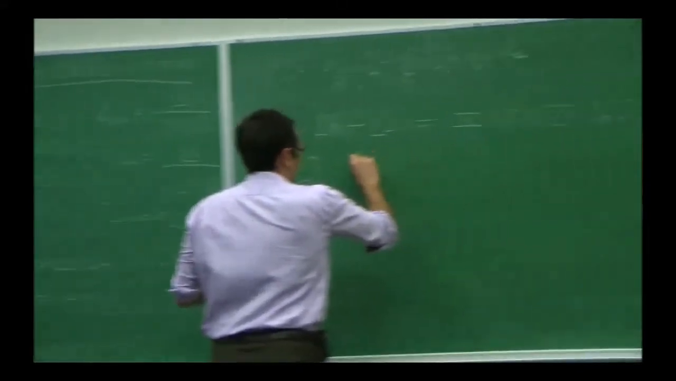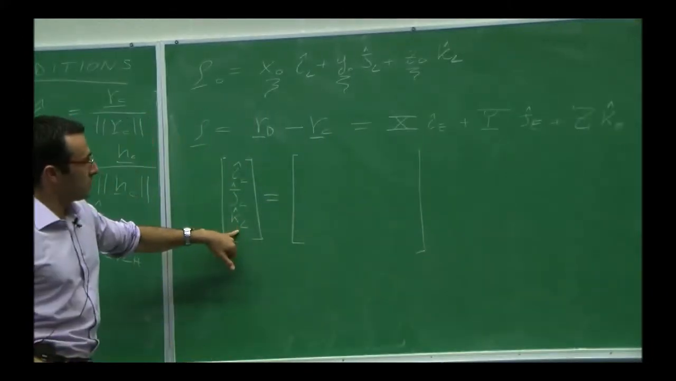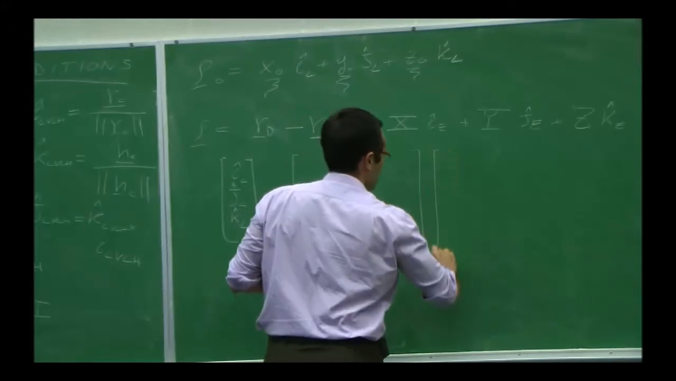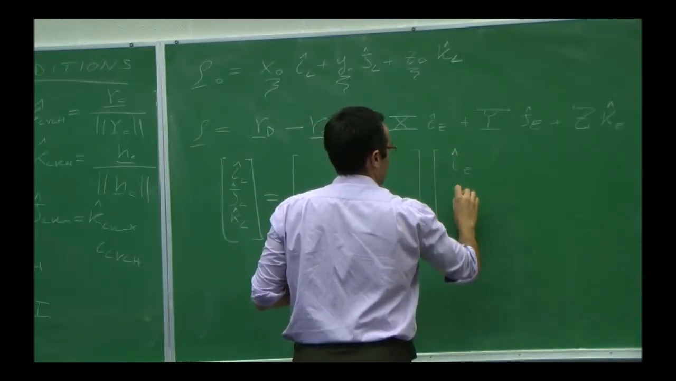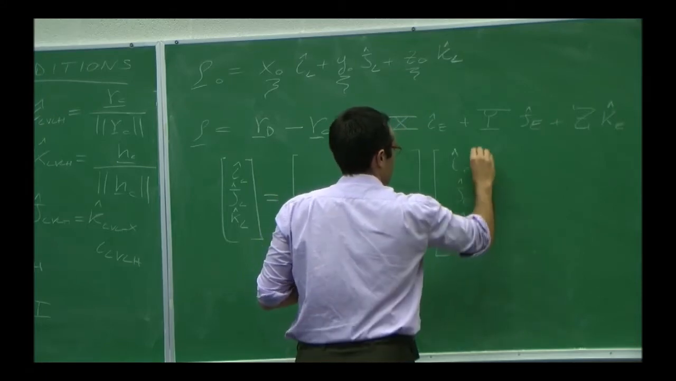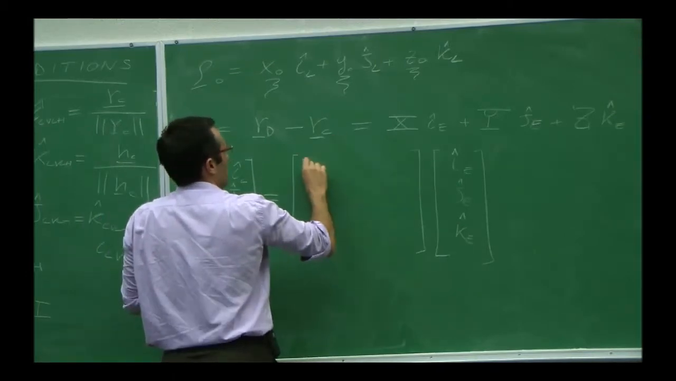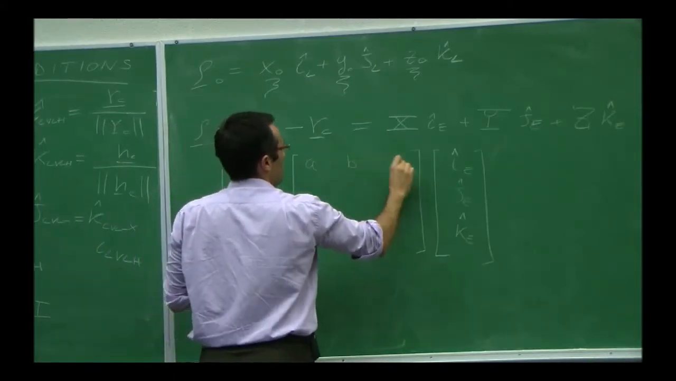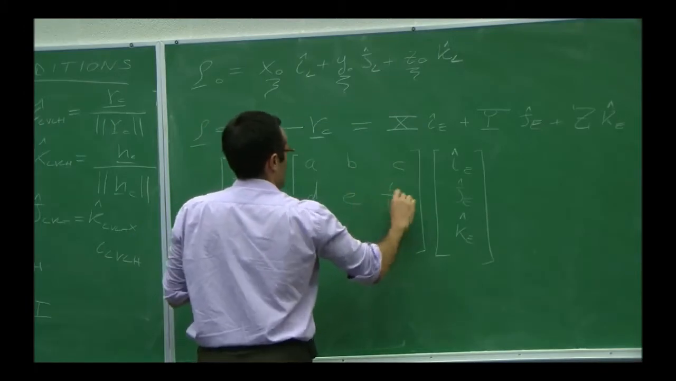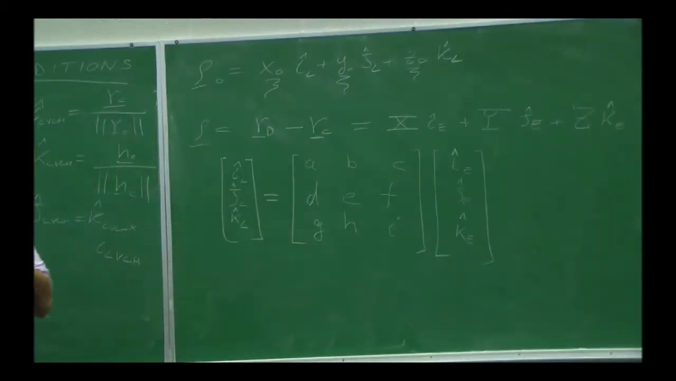So you will be able to say that these 3 vectors project into these other 3 vectors. Again, they're all unit vectors. And there is a 3 by 3 matrix in between. I don't even want to call them anything other than A, B, C, D, E, F, G, H, and I. 9 numbers. Right? Do you agree on that?